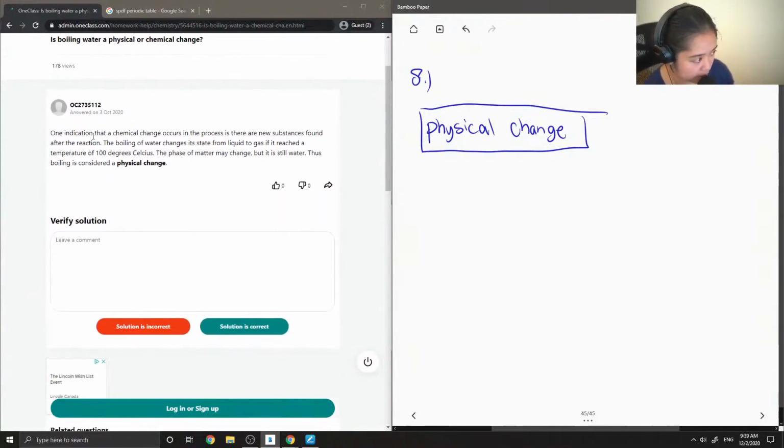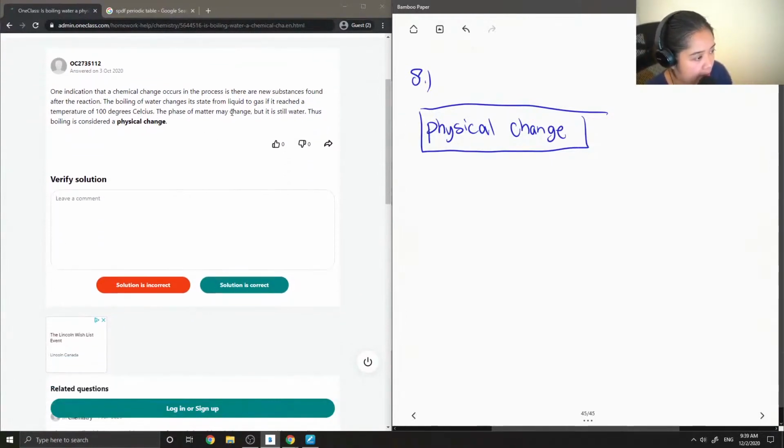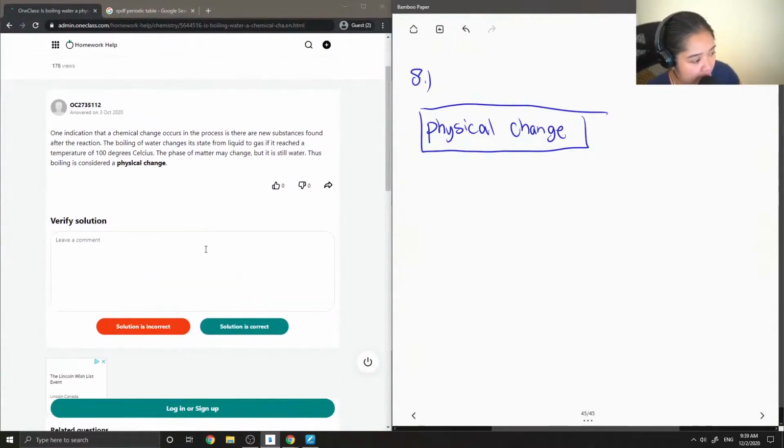The junior tutor said one indication that a chemical change occurs is new substances found after the reaction. The boiling of water changes its state from liquid to gas when it reaches a temperature of 100 degrees. The phase of matter may change, but it is still water. Yep, so the solution is correct.